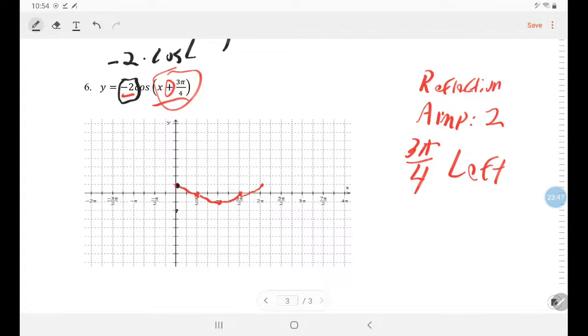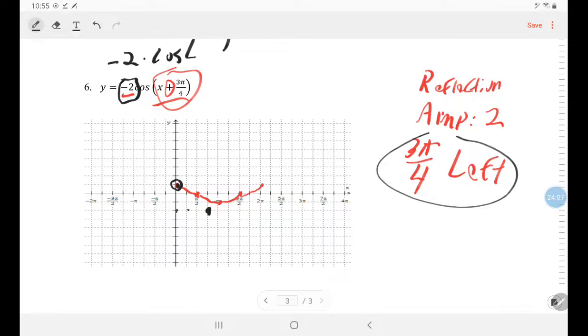But it's also shifted. Remember, each little grid on this graph paper is pi over 4. So what is 3 pi over 4? That is 1, 2, 3 little grids to the right. So this point right here is now located here.